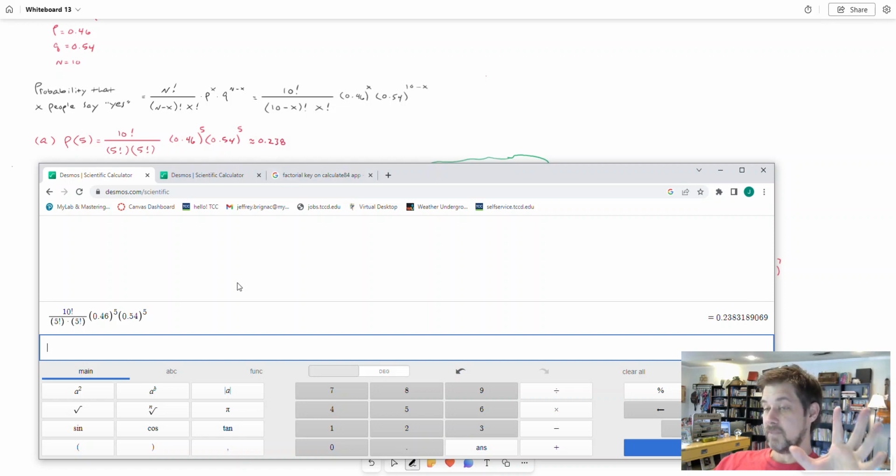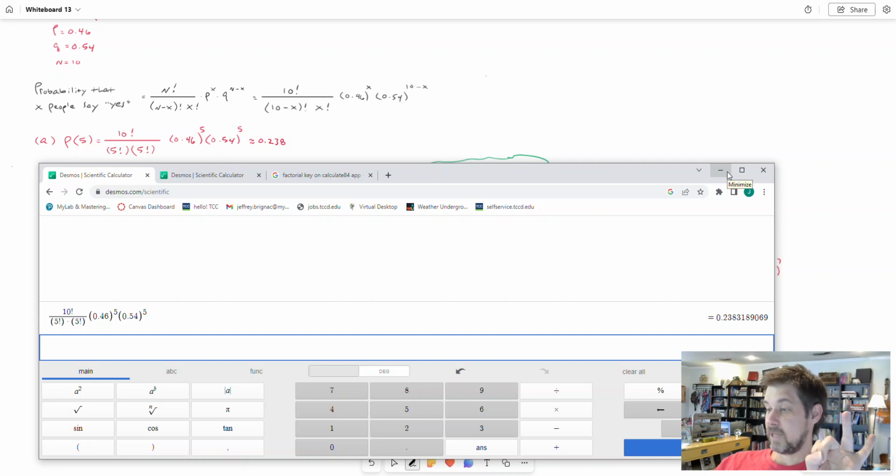So the bottom line is, I have to know where the functions are. I have to know how to access the factorial key, and that might vary depending on what kind of calculator you have. Otherwise, I need to type this whole fraction so that it looks like one fraction by itself, and then times these other things with the exponents. All right, so that's the way I have to do it.